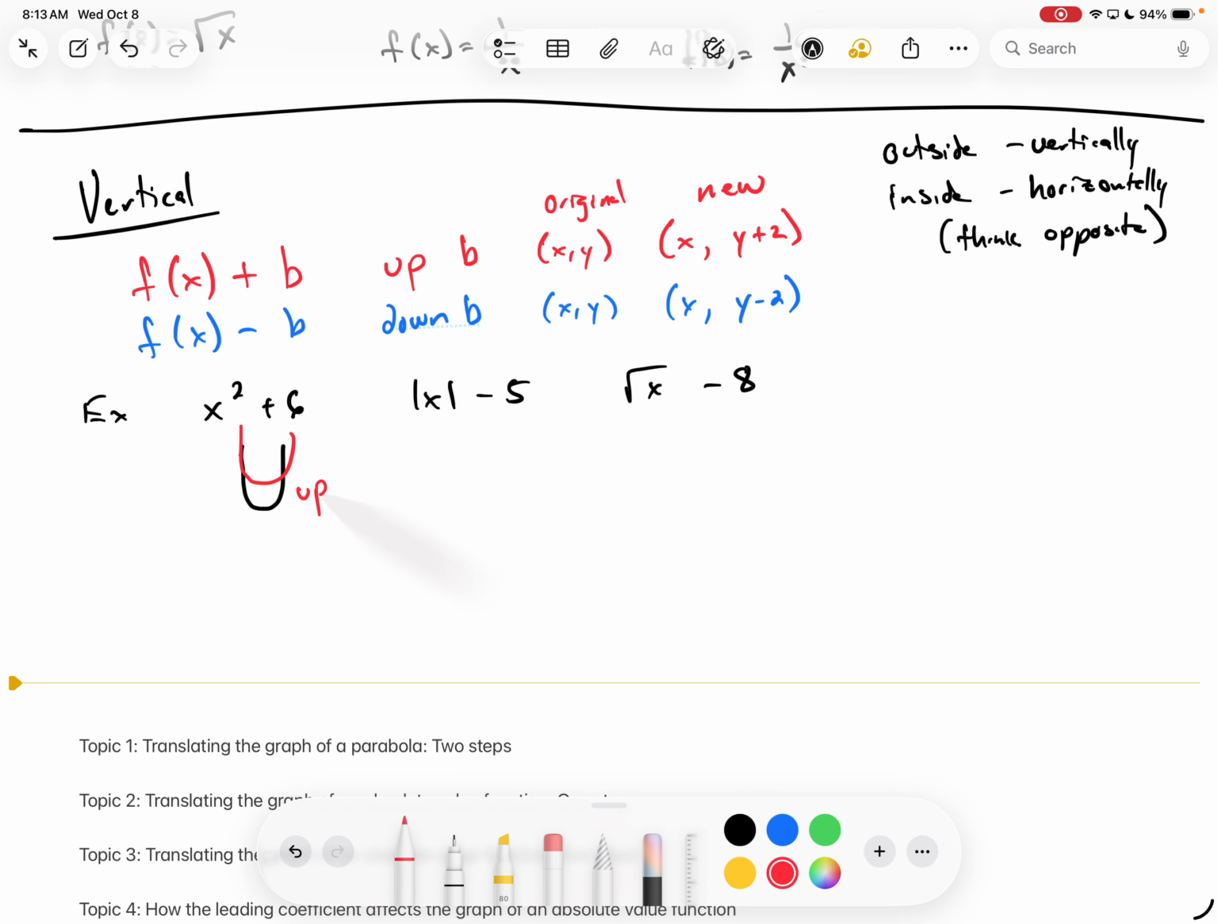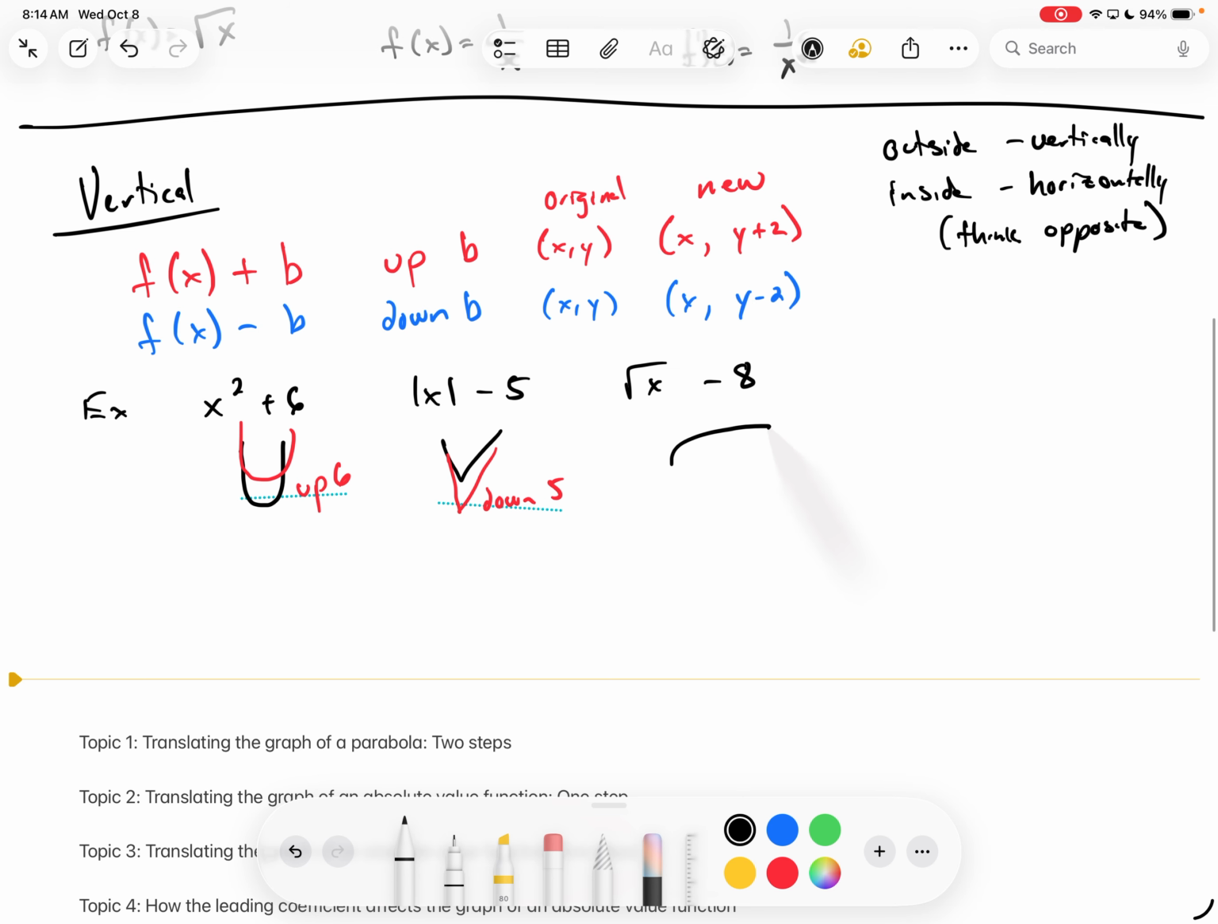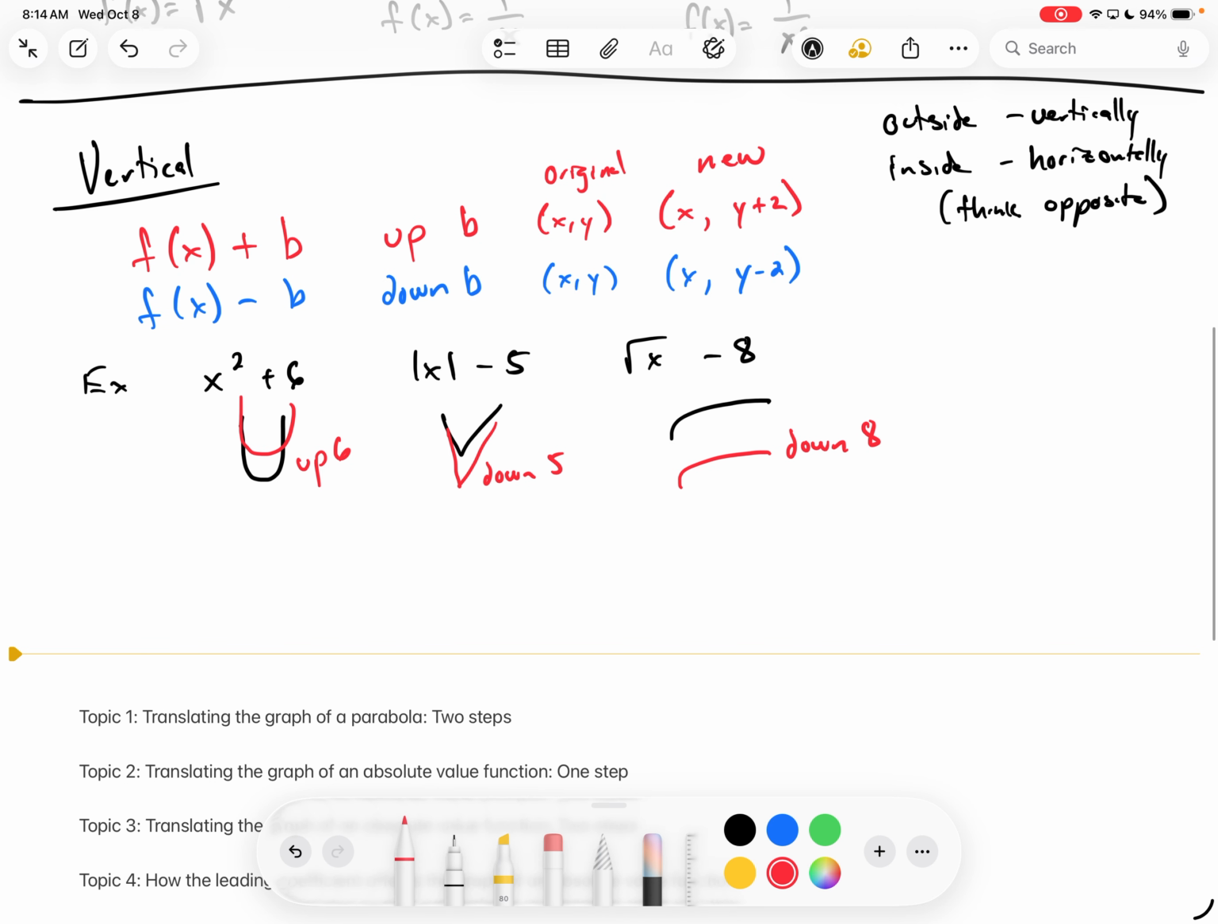So it doesn't change the look of it. It just moves it up 6. The absolute value may look like this. Okay. If it's minus 5, I would move it down 5. The square root would look like this, the original, and this one would move it down 8 because it's subtraction.